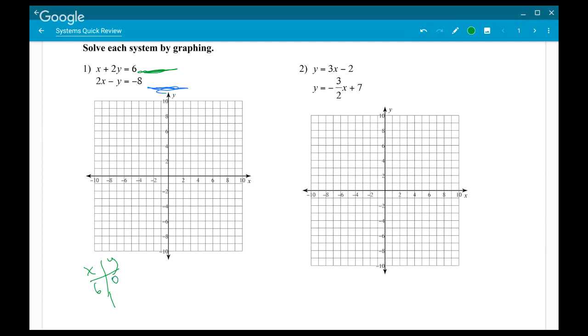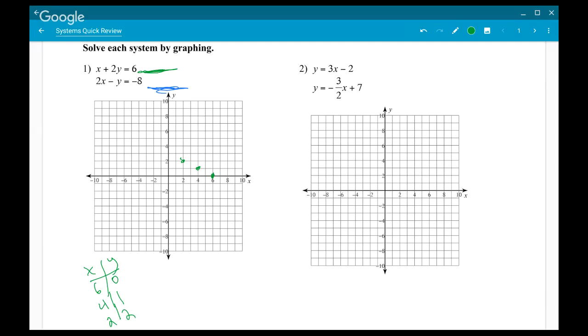So 6, 0, 4, 1, and 2, 2 all seem to work when I plug them in for X and Y. Okay. If you want more details on how I came up with those numbers, I'd suggest making sure you watch the graphing review first. Okay. 6, 0 is right here. 4, 1 is right here. And 2, 2 is right here.